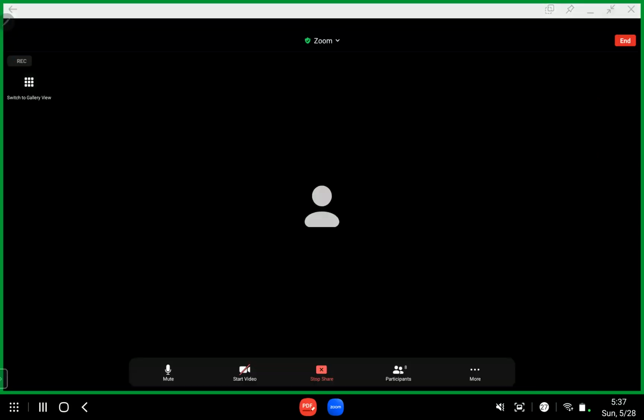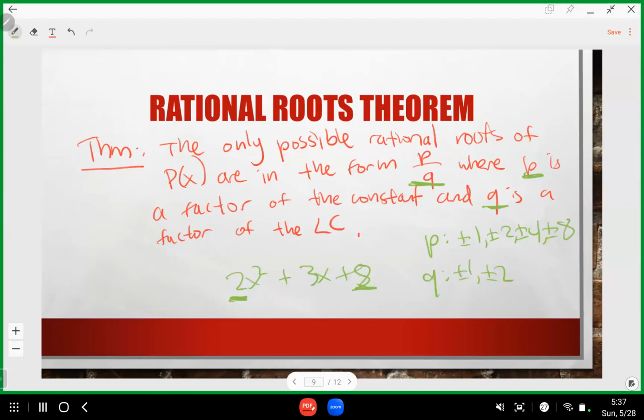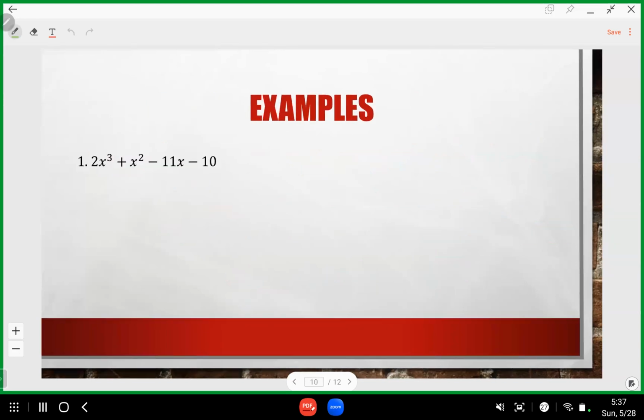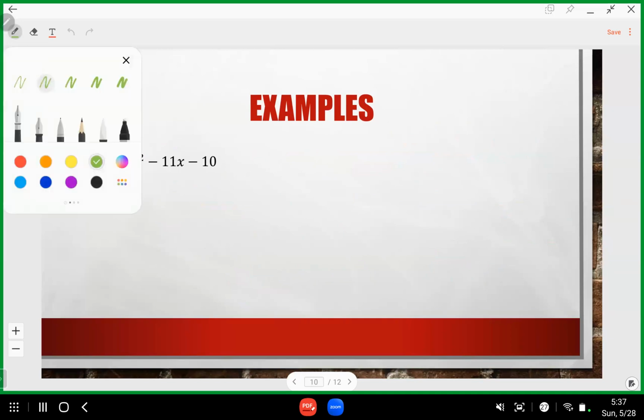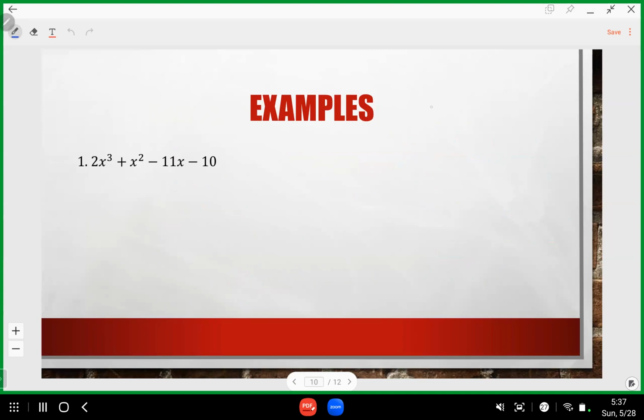So let's continue with a couple of examples. So we're going to split this next problem into a couple of steps. Step number 1 is find the possible roots. Step number 2 is to factor and to find the actual roots. So first, let's find all the possible roots using that theorem that we just had.